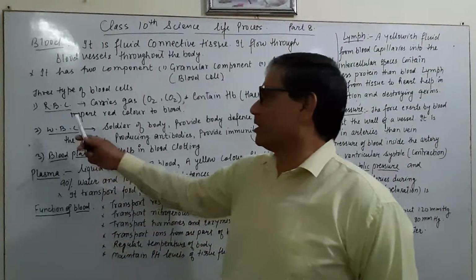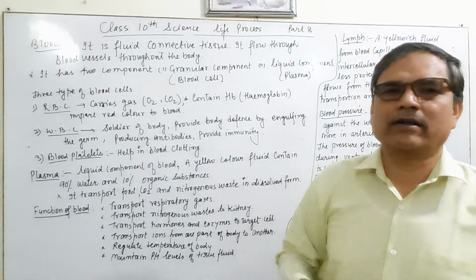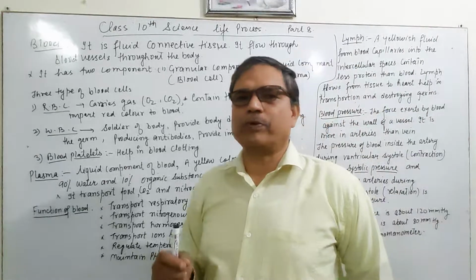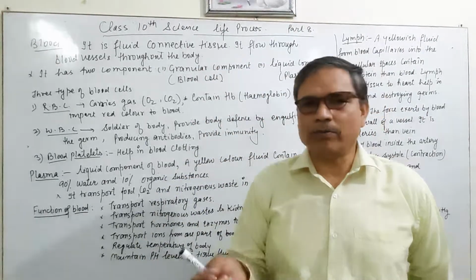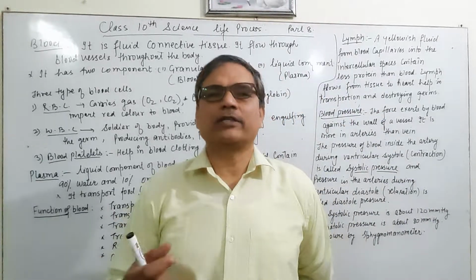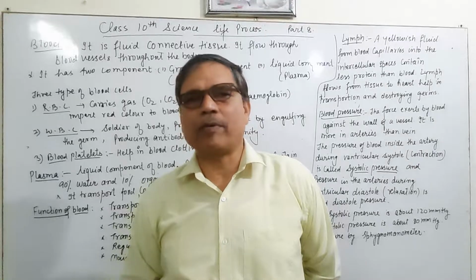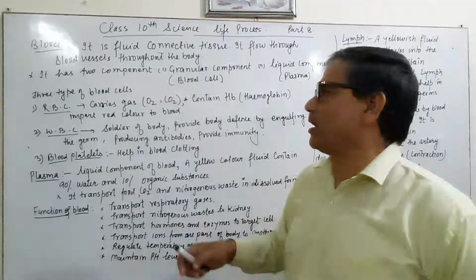First is RBC. RBC means red blood cell. This red blood cell is red in color. Why is it red in color? Due to the presence of hemoglobin. Hemoglobin is the respiratory pigment which receives the maximum amount of oxygen in dissolved form. It dissolves oxygen in itself in the blood.